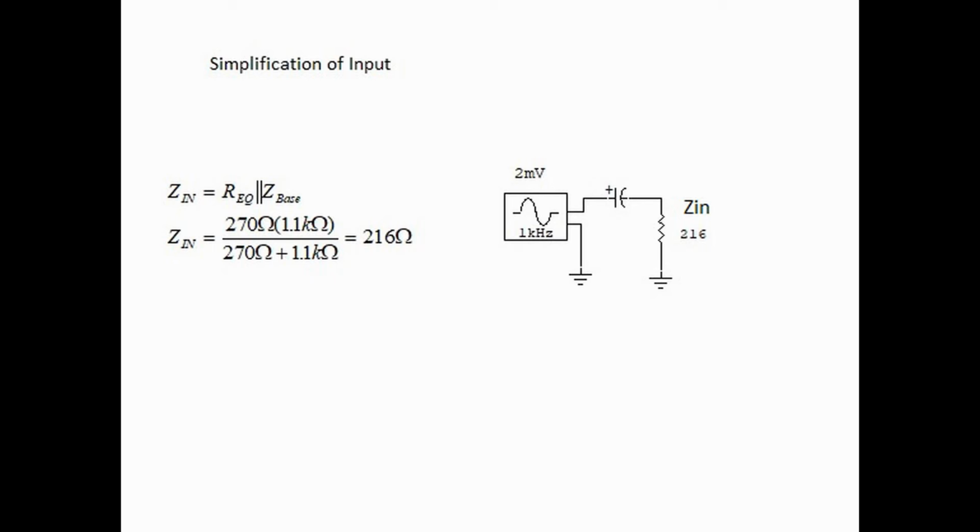So what we have done is we have simplified the input side of the transistor circuit into the signal generator with the signal coming in, the capacitor that was at the input, and an input impedance of 216 ohms.